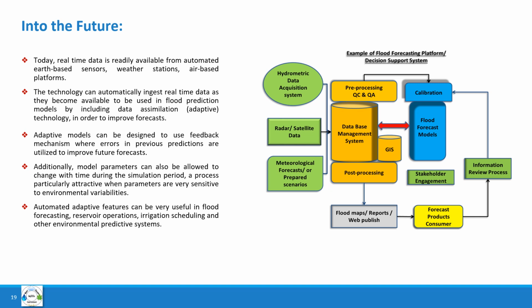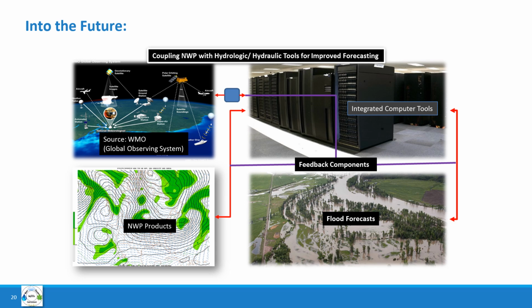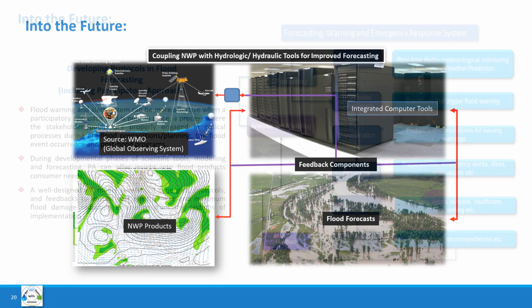In particular, environmental prediction models with automated adaptive features can be very useful in flood forecasting, reservoir operations, irrigation scheduling, and other environmental predictive systems. The future of flood forecasting will be improved by generating automated state-of-the-art technologies, including global Earth observation platforms, numerical weather models, and flood forecasting models, by the use of large memory and high-performance supercomputers.